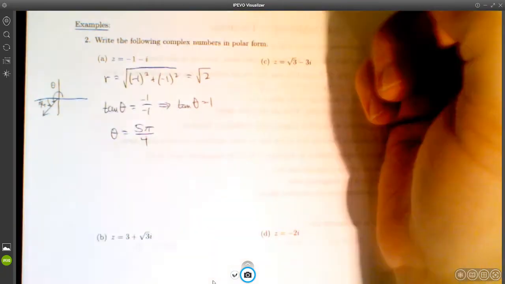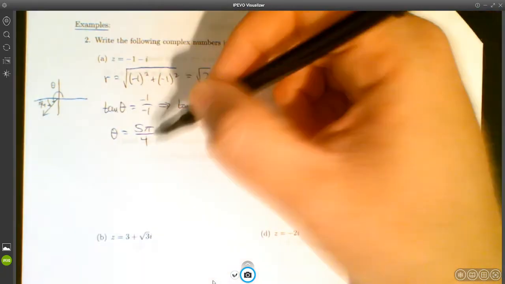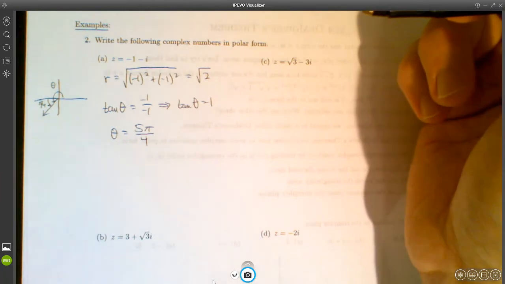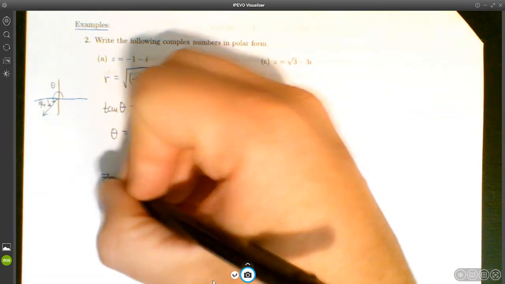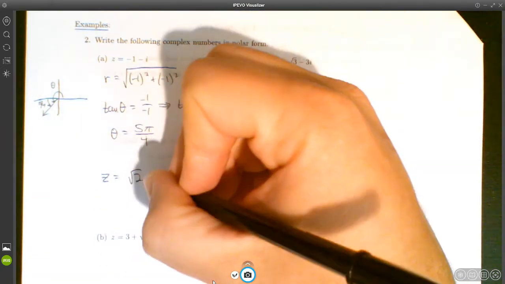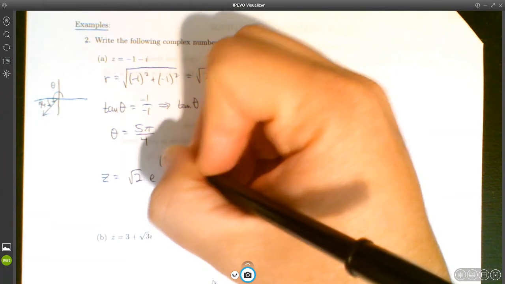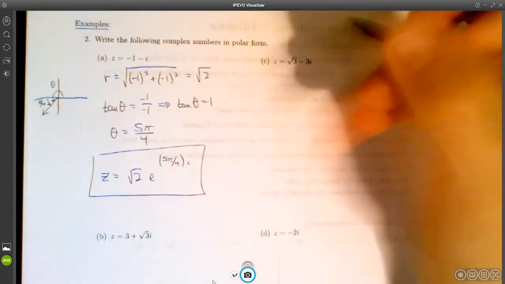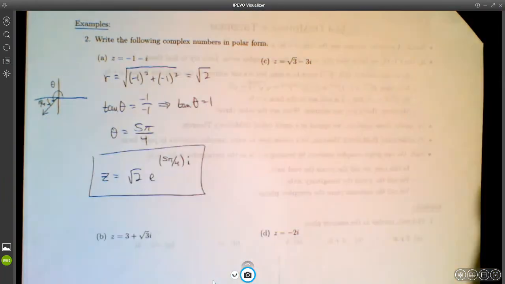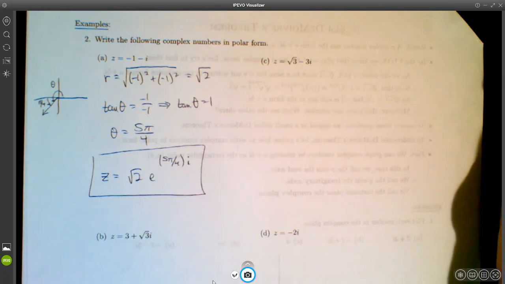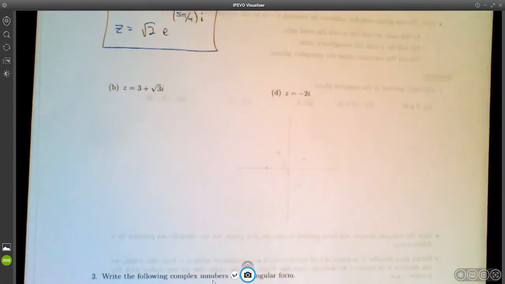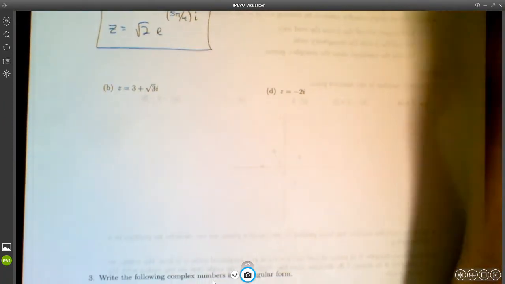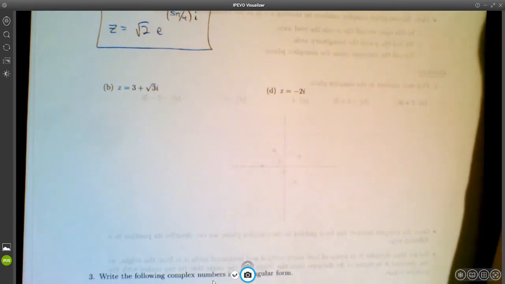So it's helpful to draw a picture so that you're sure that you're in the correct quadrant. But yeah, theta should be 5 pi over 4. Okay, so that means that our complex number z is r times e to the theta i. There's the polar form of our complex number. Go ahead and give the video a pause and see if you can do part B on your own. Okay, I'm going to go ahead and give my solution.